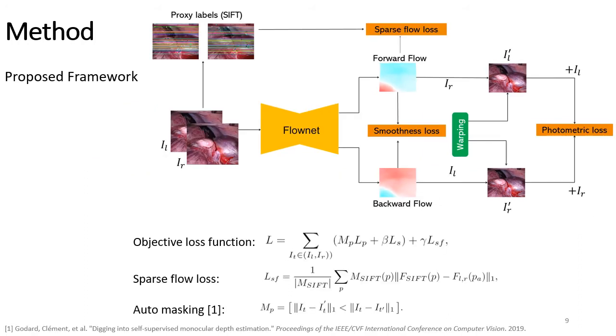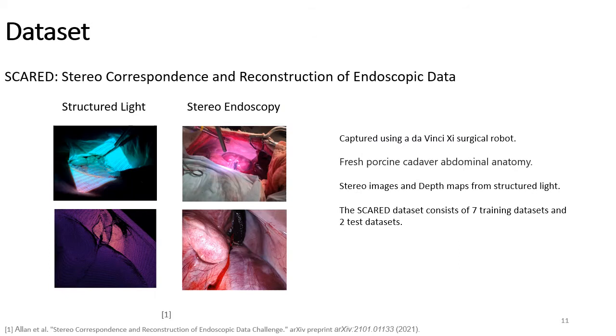Here is our proposed framework. We add a sparse flow loss to the framework. We use proxy labels generated from SAFE to facilitate training. We use the auto-masking proposed in the previous depth estimation network to handle the situation where the photometric loss is not valid. In this work, we use the SCARED dataset from the MICCAI challenge.